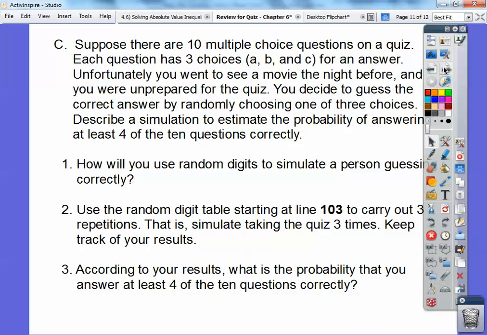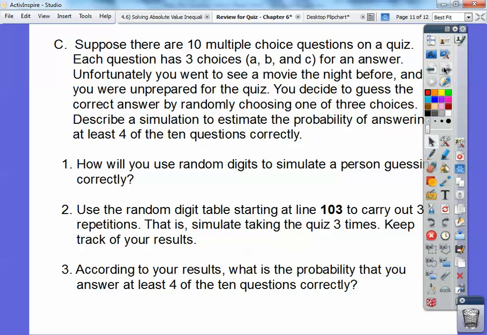Suppose there are 10 multiple choice questions on a quiz. Each question has 3 choices, A, B, and C, for the answer. Unfortunately, you went to see the movies the night before and were unprepared for the quiz. Unbelievable. I never do that. You decide to guess the correct answer by randomly choosing one of the 3 choices. So describe a simulation to estimate the probability of answering at least 4 of the 10 questions correctly. So how would you use random digits to simulate the person guessing correctly?